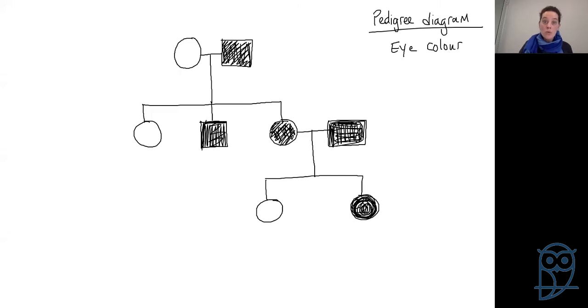So we know already, because we've used eye color as quite a big example throughout our genetics, that we would have capital B, which would be our dominant allele, and that is for brown eyes. Our recessive allele is a little b, and that is for blue eyes. So now we want to figure out what the genotypes are.